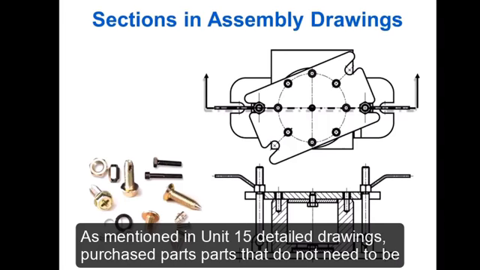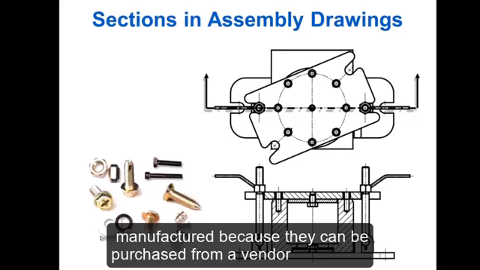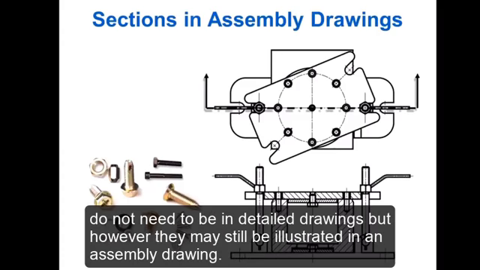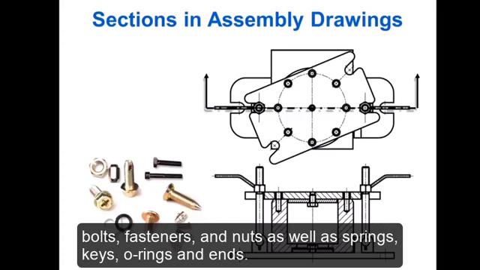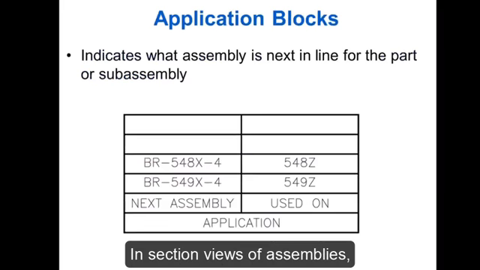As mentioned in Unit 15, Detailed Drawings, purchased parts that do not need to be manufactured because they can be purchased from a vendor do not need to be in detailed drawings, however, they may still be illustrated in an assembly drawing. Purchased parts are things like bolts, fasteners, and nuts, as well as springs, keys, O-rings, and pins. In section views of assemblies, fasteners do not get sectioned.